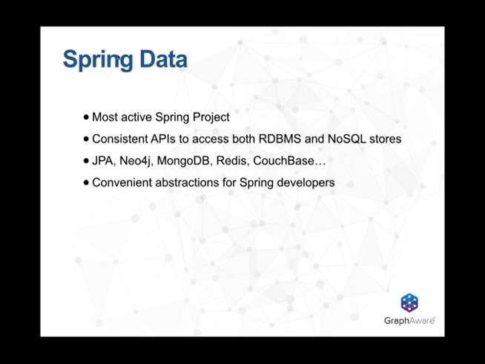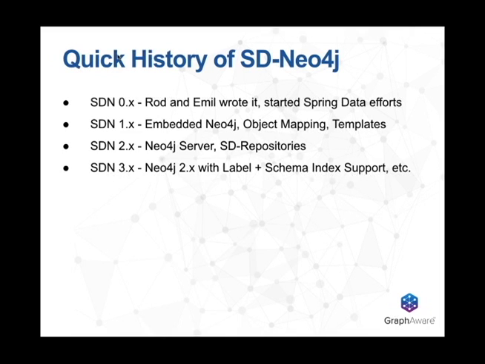The great thing about Spring Data is that it gives you a convenient abstraction over all of these different data stores. If you're a Spring developer using the Spring stack, these abstractions include things like your repositories, your queries, and your transactions, things that you have to deal with whatever data store you're using at the back end, but which you now have abstractions over in Spring.